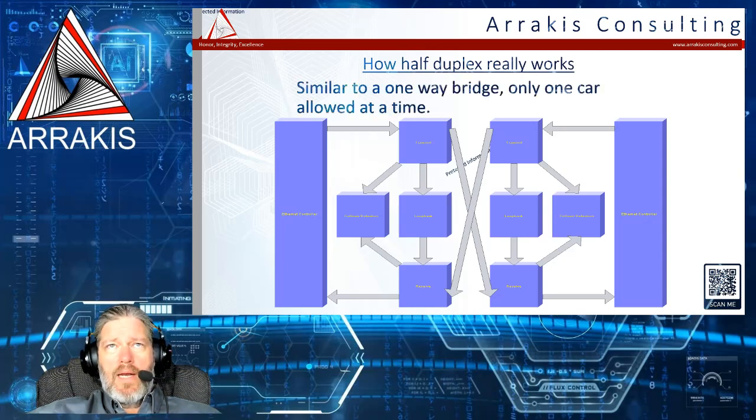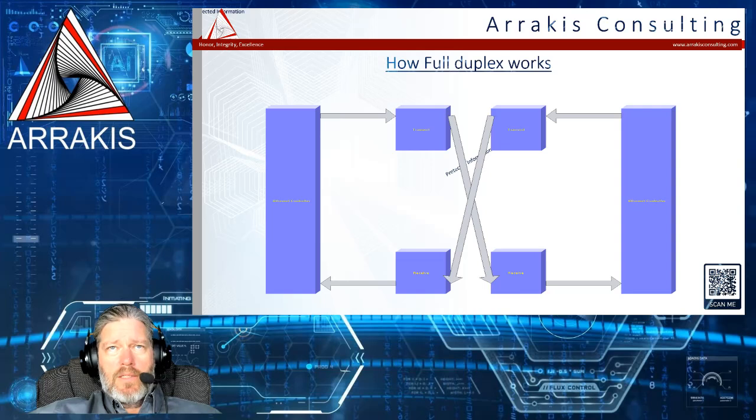Well, if we look at it, I do say half duplex is like a one-way bridge with only one car allowed at a time. If you've ever run across those cases where you're driving and you have to wait for everybody on the other side of the bridge to cross, and then you can go, it's similar to half duplex. However, here's full duplex, or a bridge that everybody can go on at the same time, back and forth, both directions. So super simple.